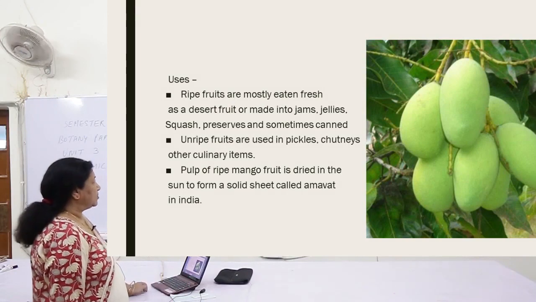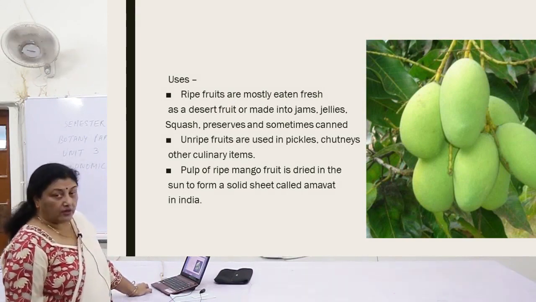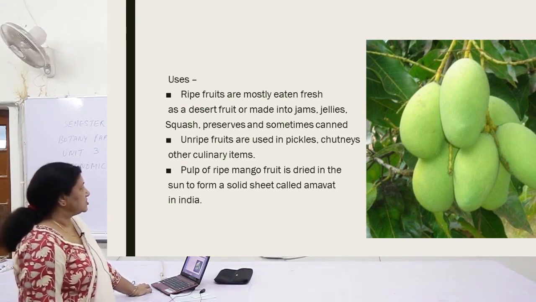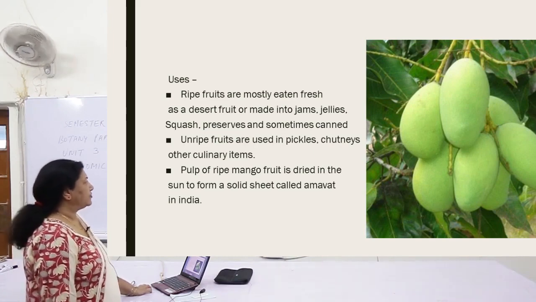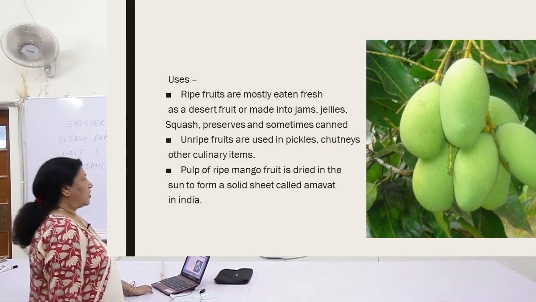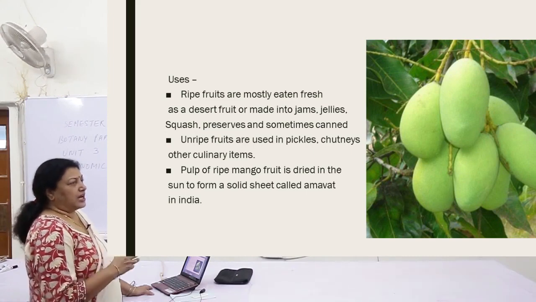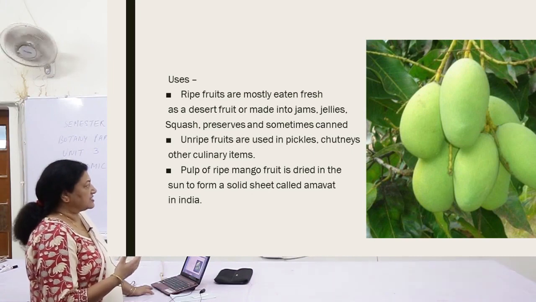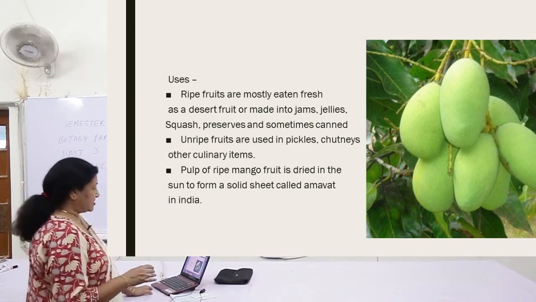Now the uses of mango: ripe fruits are mostly eaten fresh as a dessert fruit, or we can make jams, jellies, preserves, pickles, chutneys and other culinary items. Pulp of ripe mango fruit is dried in the sun to form a solid sheet called amavat in India. You see those brown or yellowish brown sheets of mango drying in certain places, and then this is cut into small pieces and sold as amavat, a delicacy.